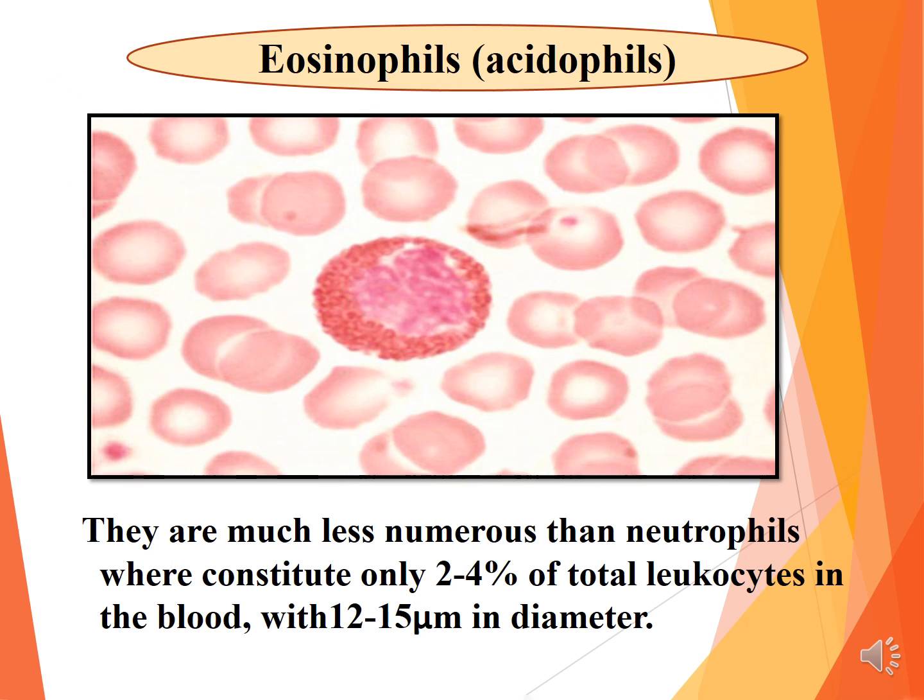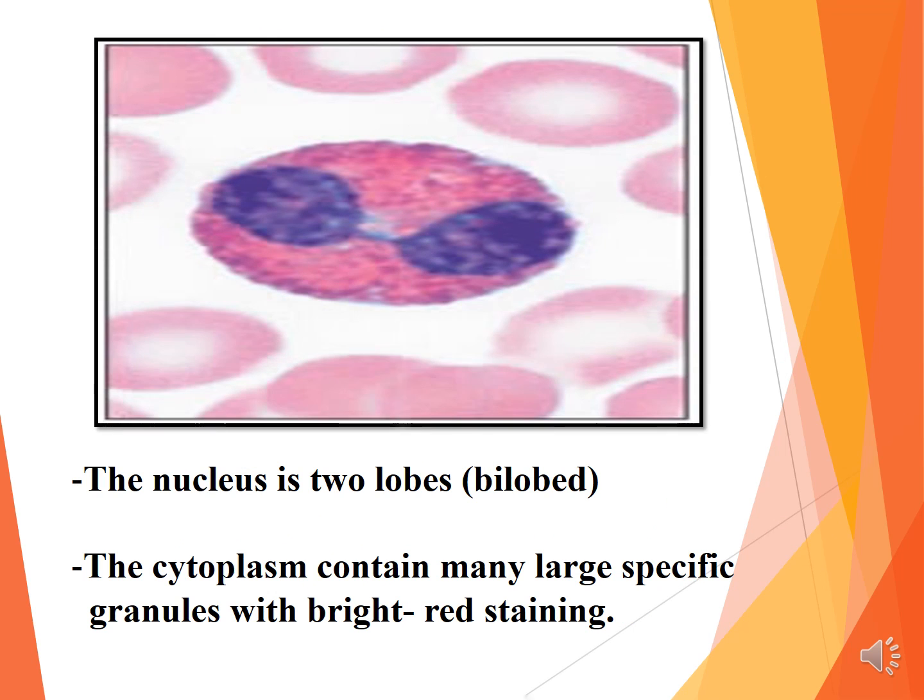Eosinophils or acidophils. These cells are much less numerous than neutrophils, constituting only 2 to 4% of total leukocytes in the blood. إذا نلاحظ هذه تعتبر قليلة جدا بالمقارنة مع النيوتروفيلز اللي يصل عددها إلى 60 إلى 70% بينما الإيوسينوفيلز يصل إلى 2 إلى 4% والdiameter 12 to 15 micrometer in diameter. The nucleus is two-lobed, bi-lobed.